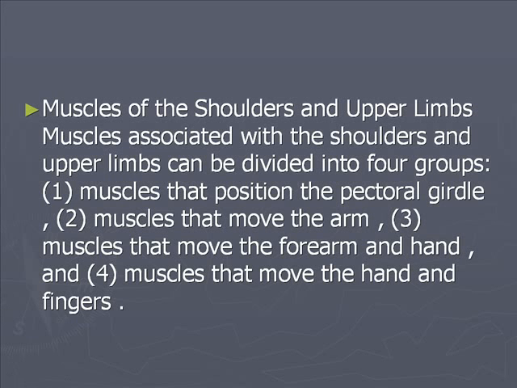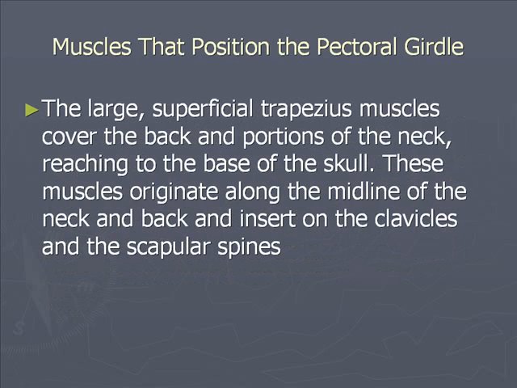So muscles of the shoulder and the upper limbs, these muscles are associated with the shoulder. Upper limbs can be divided into four groups: muscles that position the pectoral girdle, muscles that move the arms, muscles that move the forearms, and muscles that move the hand and the fingers.